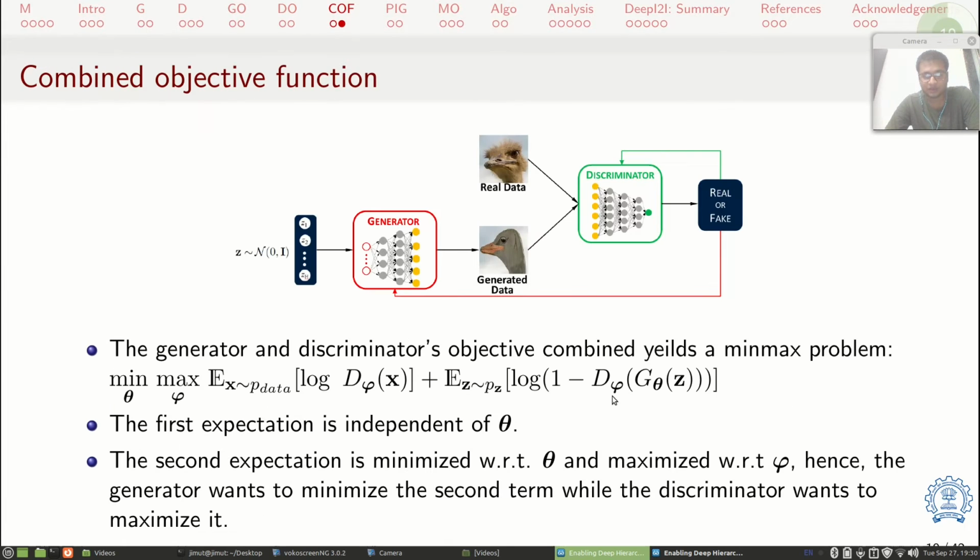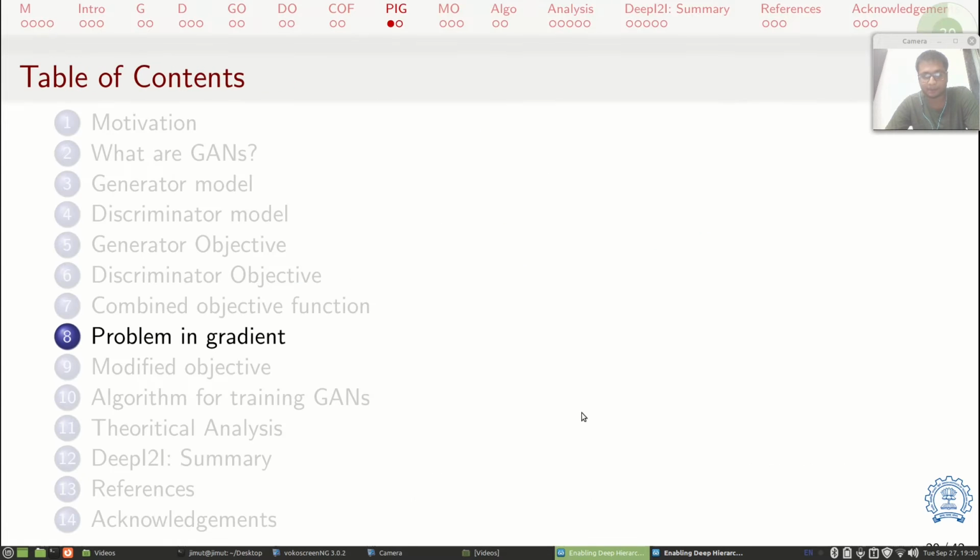So now we will talk about the combined objective function. The generator and discriminator objectives combined yield a min-max problem. The first expectation is independent of theta, and the second expectation is minimized with respect to theta and maximized with respect to phi. Hence the generator wants to minimize the second term, while the discriminator wants to maximize it.